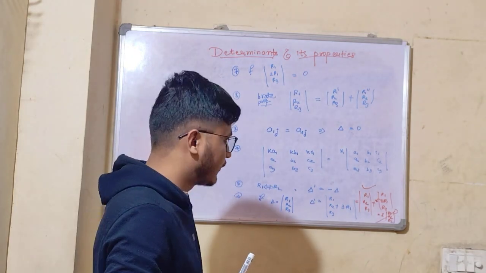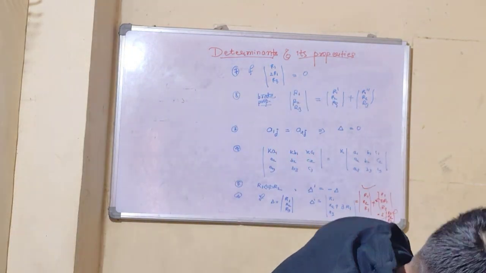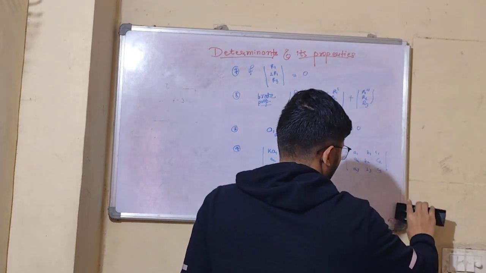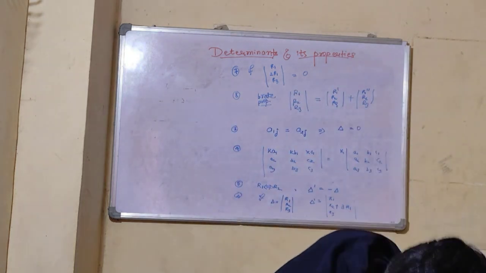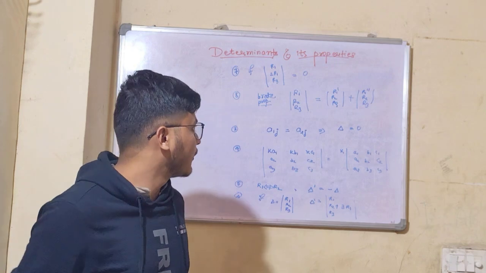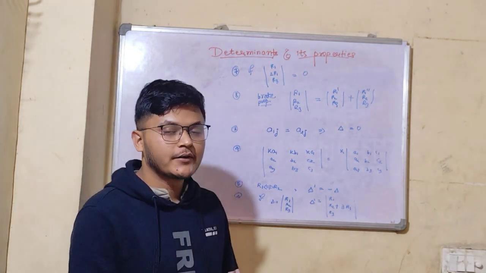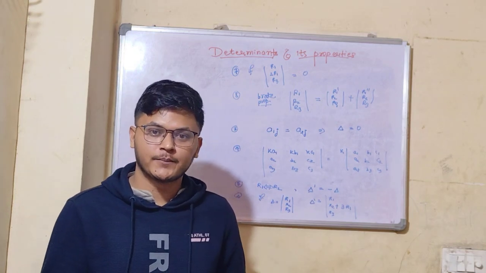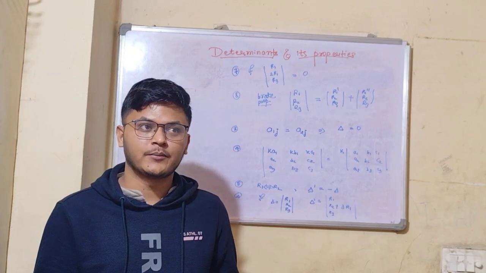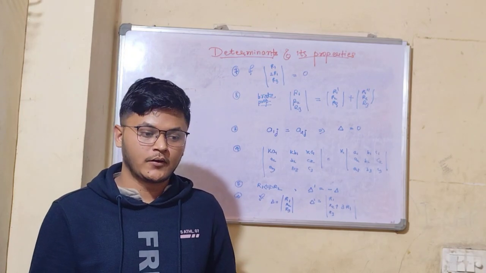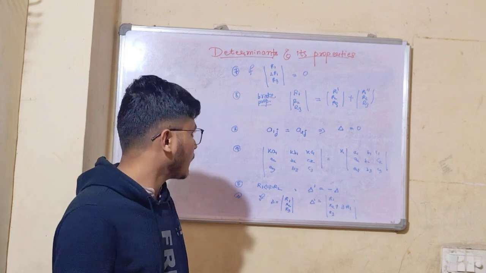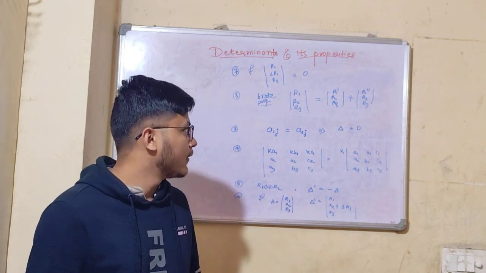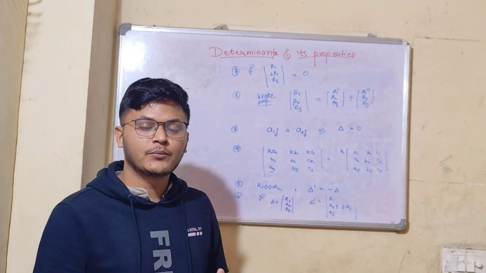Hope I have covered all the properties and you have learned all this. So let me summarize what we have learned today. Our topic was determinants and their properties. We covered its definition, how we denote it, and some terminologies including minor, cofactor, rows, and columns. After that we saw how we calculate the determinant. Then finally we saw 8 of its properties.